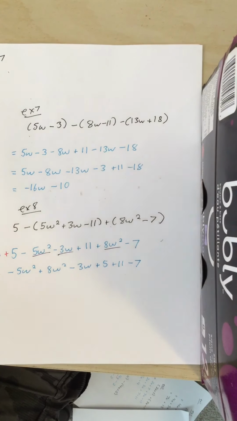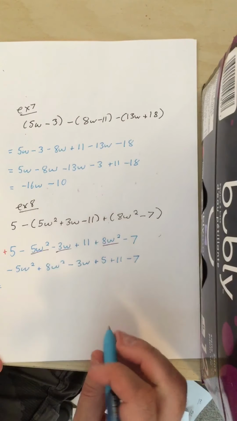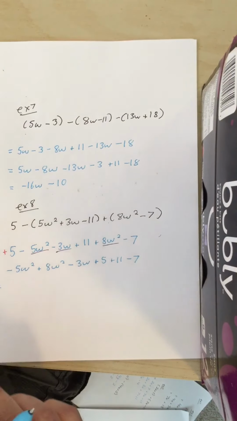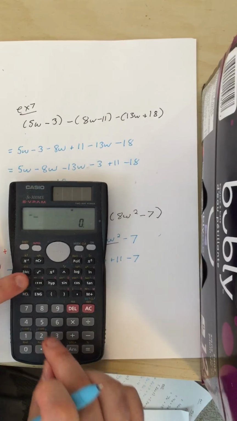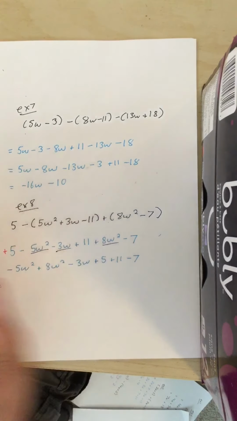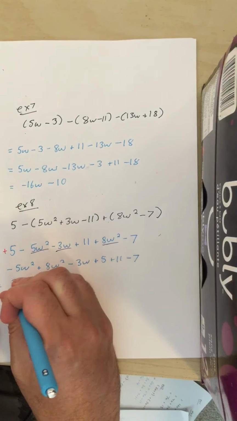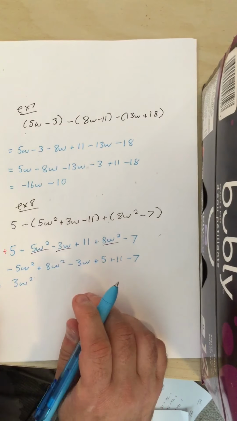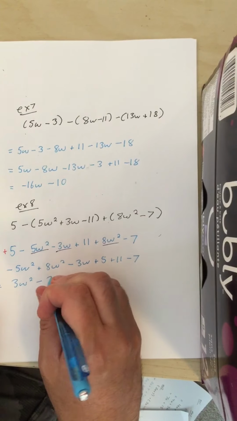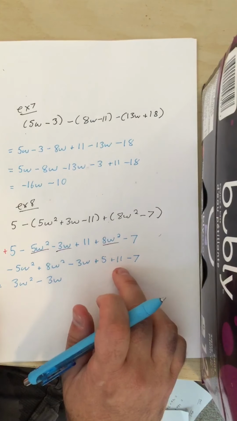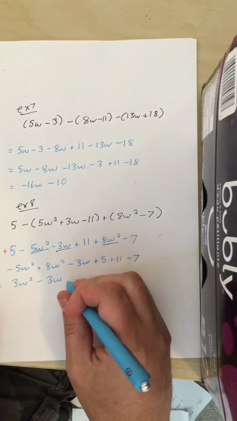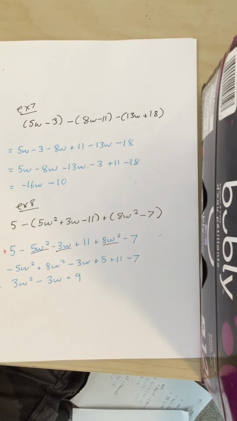So I got all the terms. So now we collect them. Minus 5 plus 8 is 3. 3w squared. That's just by itself. We're just going to rewrite it. And then 5 plus 11 is 16. 16 minus 7 is 9. And that's the answer to number 8.